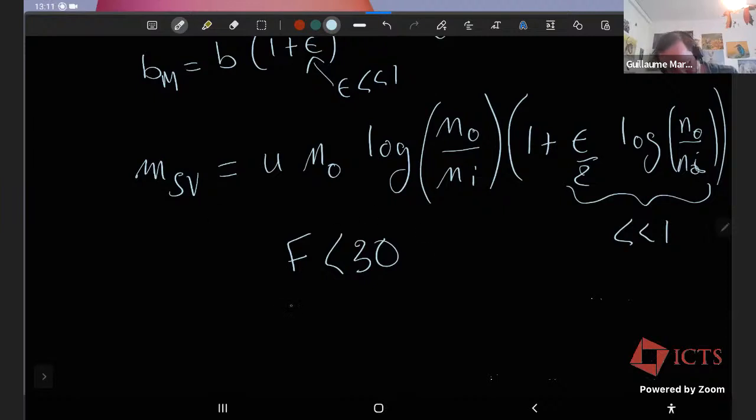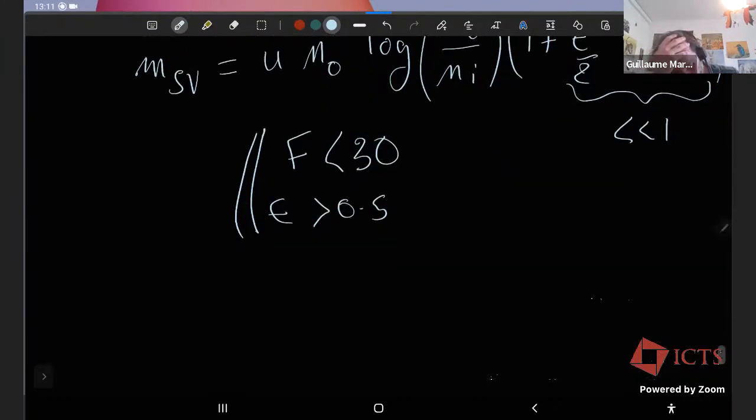Even then, you could afford an epsilon of more than 0.5, which means that you could afford to have a birth rate of your mutant that is 50% less than the wild type, which never happens by random mutations in a permissive environment. It's not seen. Apart from a lethal, you get things of another order. And you never grow by a factor 30 in log. That's 10 to the 30, or e to the 30 factor growth. So in practice, we can quite ignore the differences in cost. And in the end, MSV is roughly U N0 log N0 over Ni.